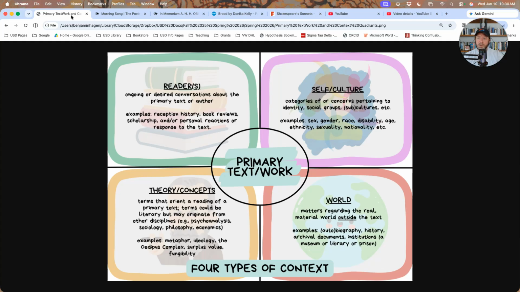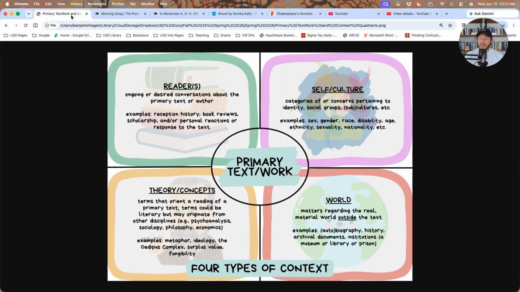But I think in slowly getting to know a poem, part of that knowledge process is also keeping track of what I don't know yet and what I may want to know should I take that extra step, right? So one thing when it comes to thinking about who I want to talk to, I may consider ongoing or desired conversations about the primary text or author.